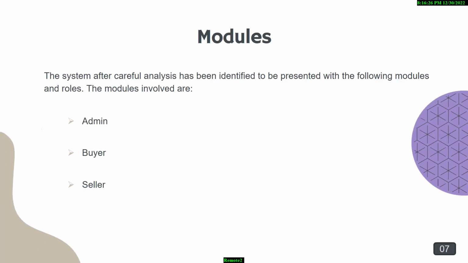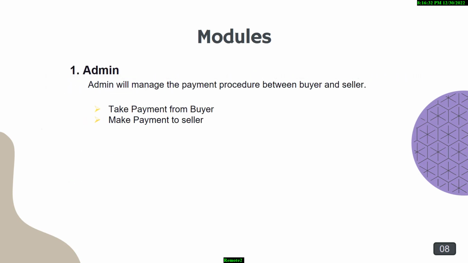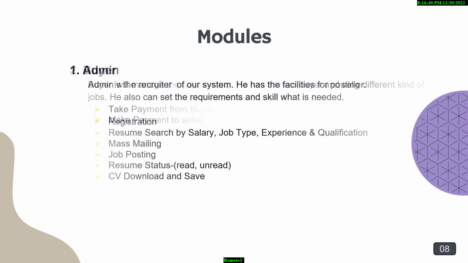There are three types of modules in our app: admin, buyer and seller. Admin will manage the payment procedure between the buyer and the seller. That means he is the medium between buyer and seller. He takes payment from the buyer and makes payment to the seller.